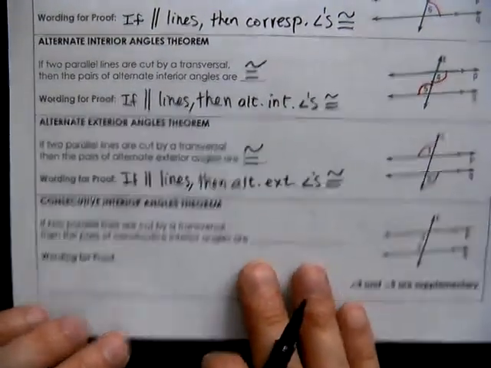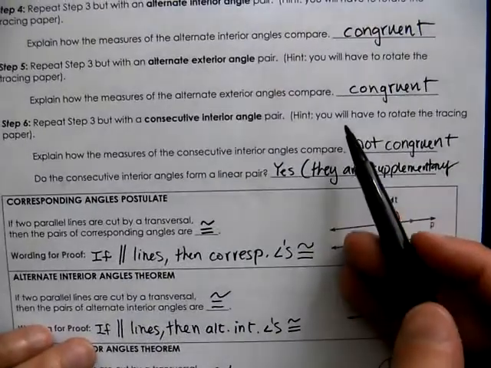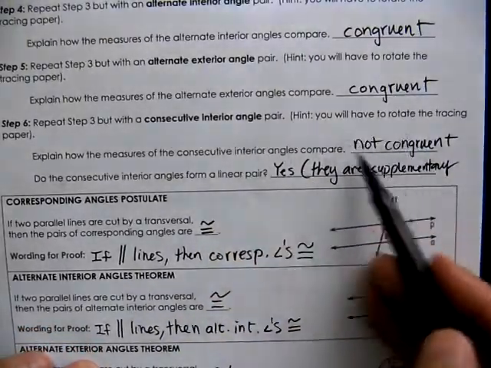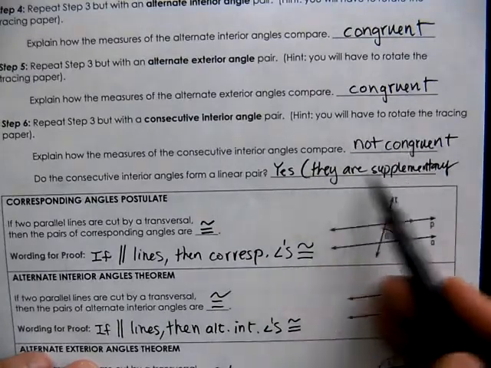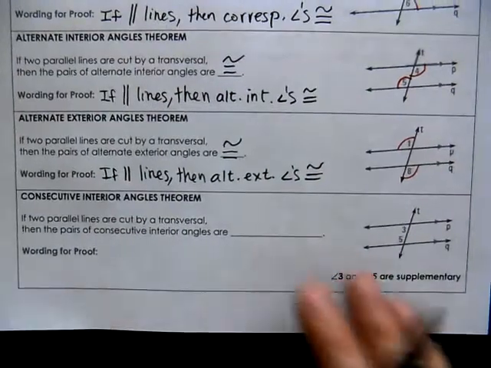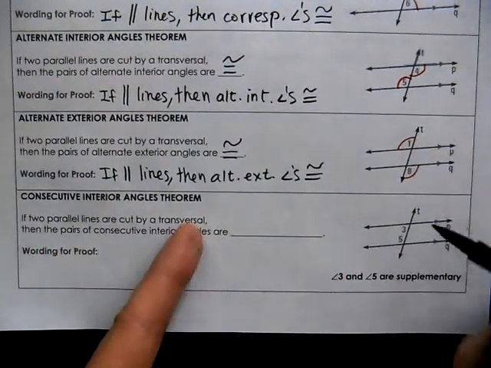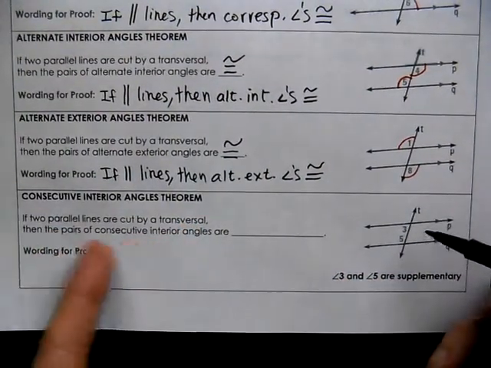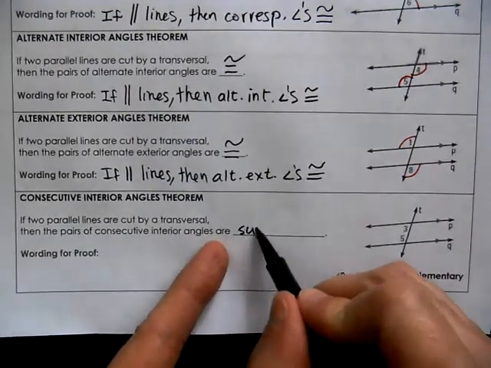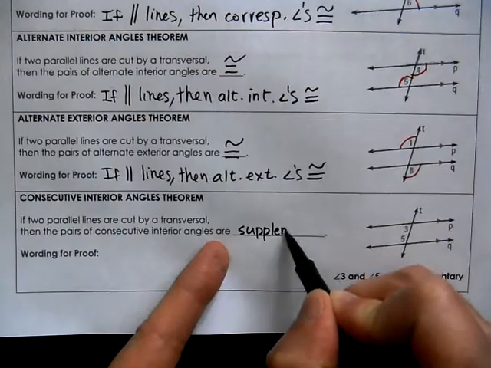This last one again is the exception. When we were looking at the pattern in our diagram, we saw that these consecutive interior angles are not congruent. They are going to be supplementary instead. So watch out. This is the one that's different. If two parallel lines are cut by a transversal, then the pairs of consecutive interior angles are supplementary.